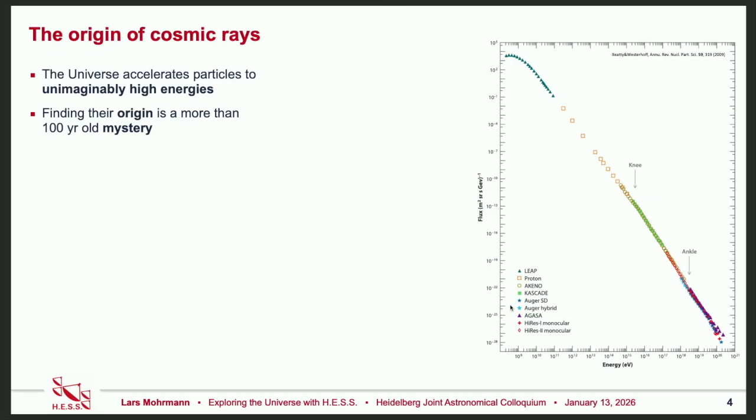If we look at the energy spectrum of cosmic rays as we measure it here on Earth, that's shown in this plot on the right here, then the first thing to take away from that is that the universe is capable of accelerating cosmic rays to really unimaginably high energies, much higher energies than we are able to accelerate particles to here on Earth. Finding their origin is really a more than 100-year-old quest in astroparticle physics.